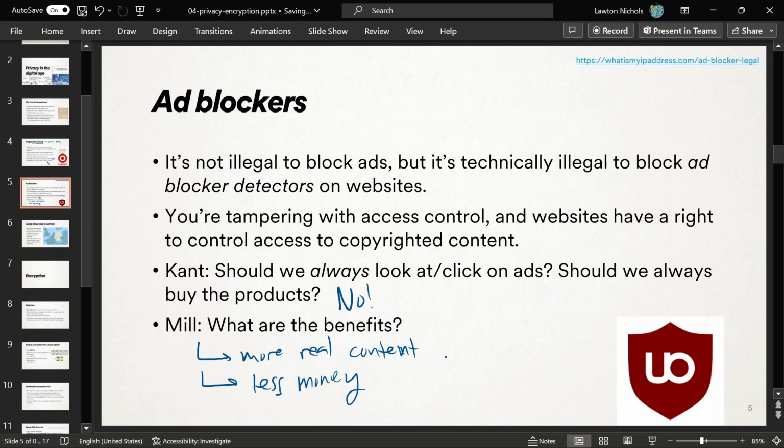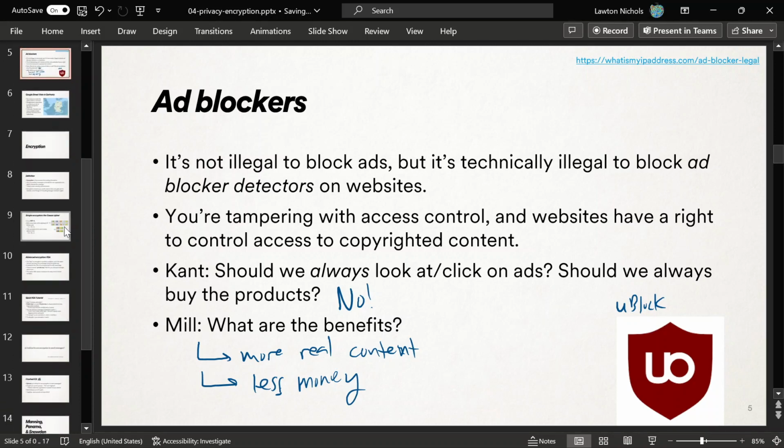So ad blocking, should you do it? Thoughts, comments about this? These are just a few slides to make you think. Again, there's no right answer, not at all. I just want to give you examples so that you can make an informed decision yourself. And this is the logo of uBlock, or MuBlock, I guess. If you want to install one, this is the most popular ad blocking add-on for most browsers. Okay, so that's ad blocking.